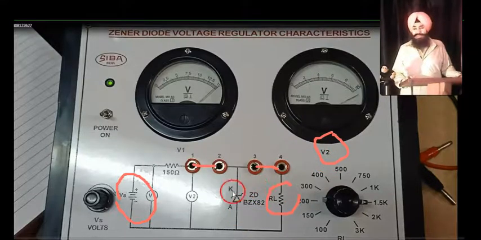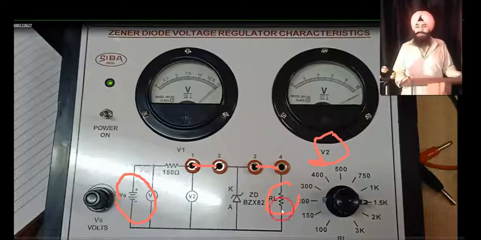But one thing to note down: Vs and RL are the two independent variables, and the output voltage is the dependent variable. We note down the output voltage against the supply voltage and the load resistor. So we vary one by one. First of all, we'll vary Vs and note down the voltage across the Zener. But at that time, RL should not change. This will be our first plot, first step.